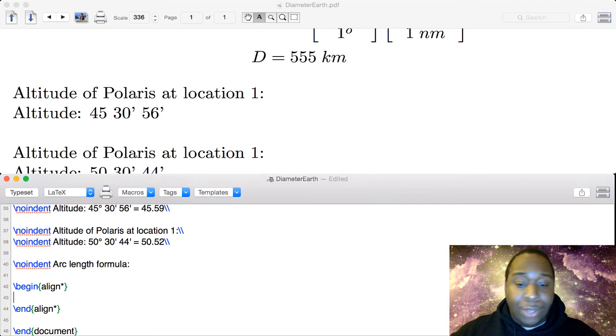All right. So the arc length formula gives that the arc length, and I'm just going to put S for arc length.